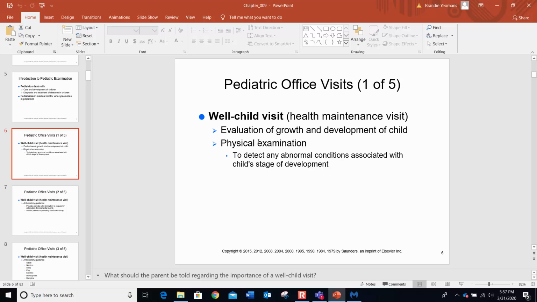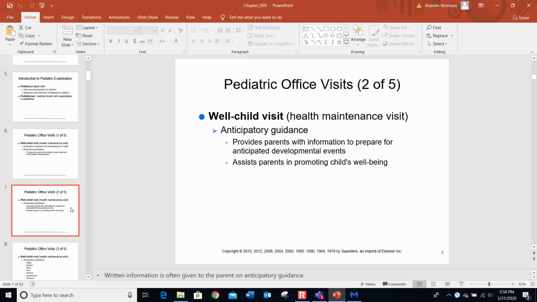This is basically where we bring the child in, we evaluate the growth and development of the child, and we have that physical exam so we can see how things are going. With this exam, we typically look at not just the health, but anticipatory guidance. Part of the exam goes through a history and physical exam, and that's with every well-child visit. We're looking for anything that might be abnormal and trying to get a head start on it.